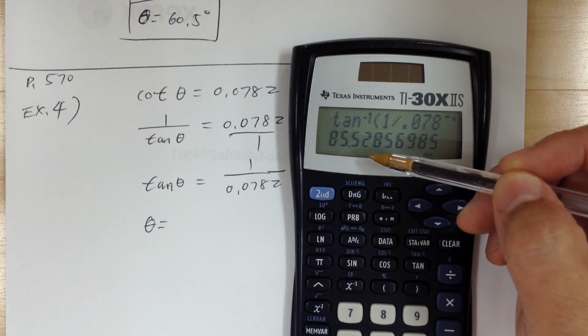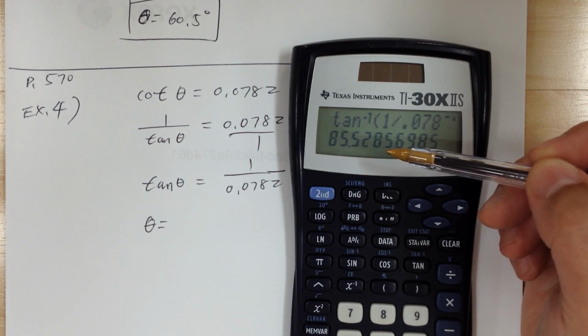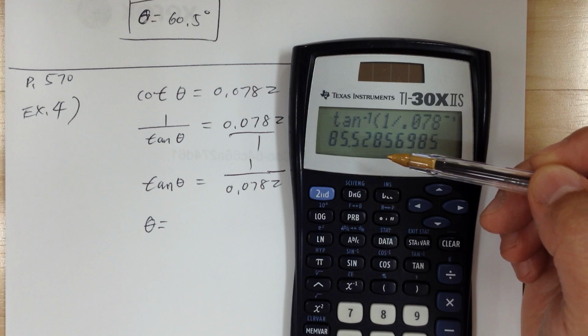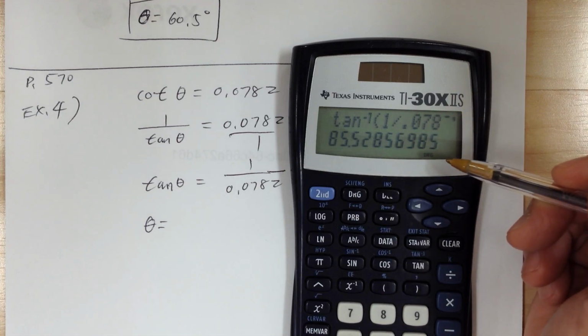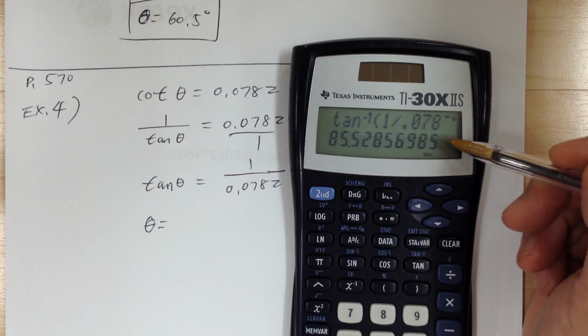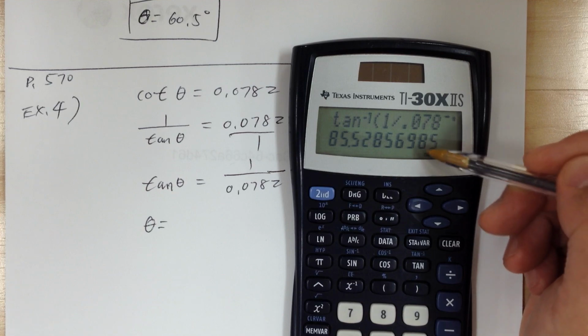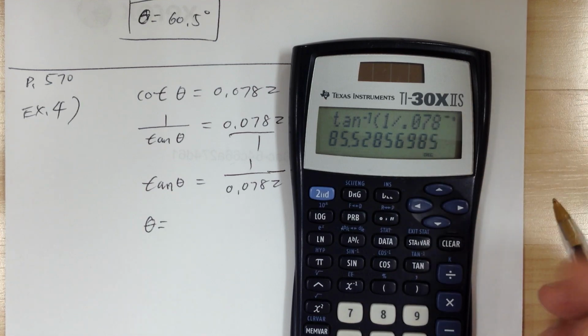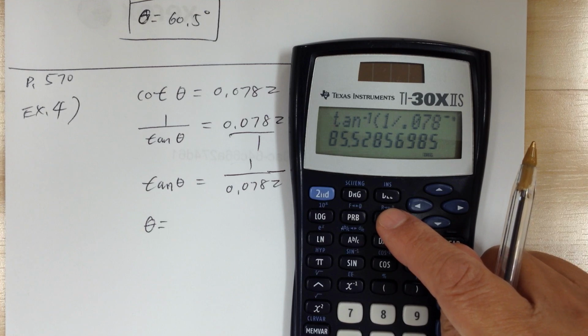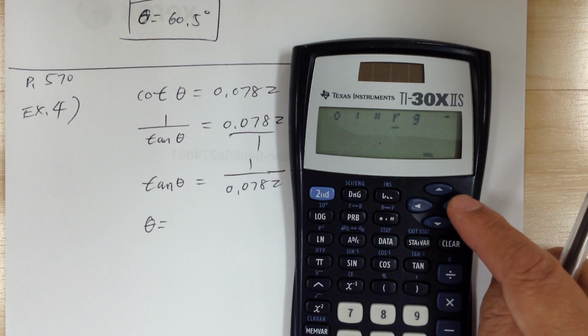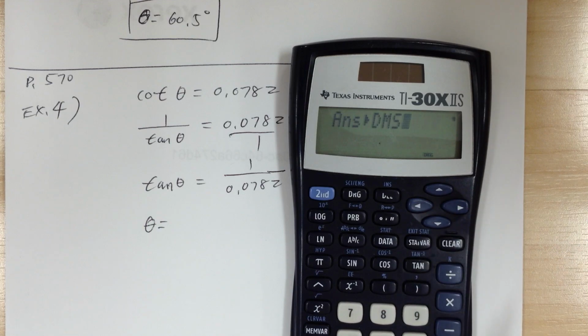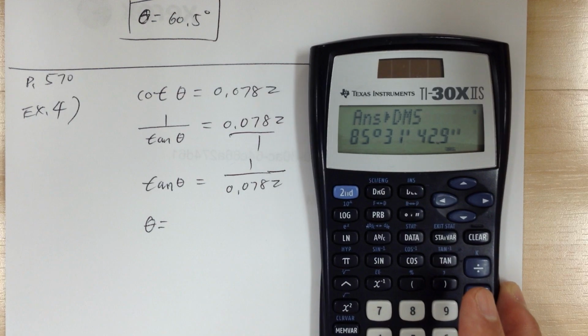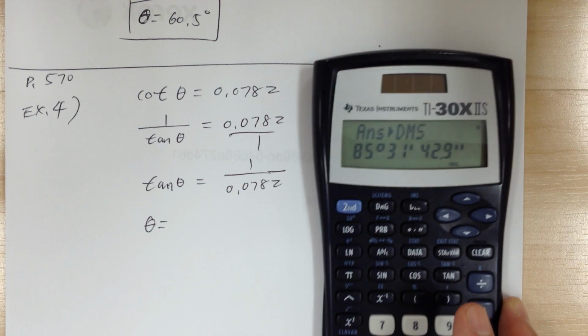So to the nearest, okay, they want you to go to the nearest minute. So this is in degrees, and you have to convert this into DMS. So what you need to do is go over here and keep pushing that up. Okay, enter, there you go. Just make sure you know how to use your calculator. So to the nearest minute.